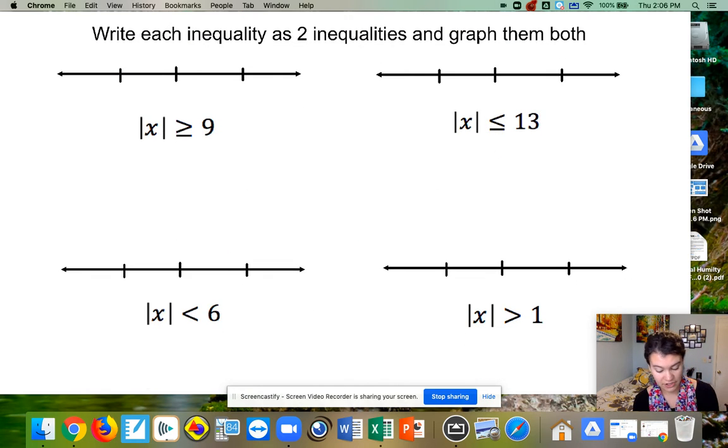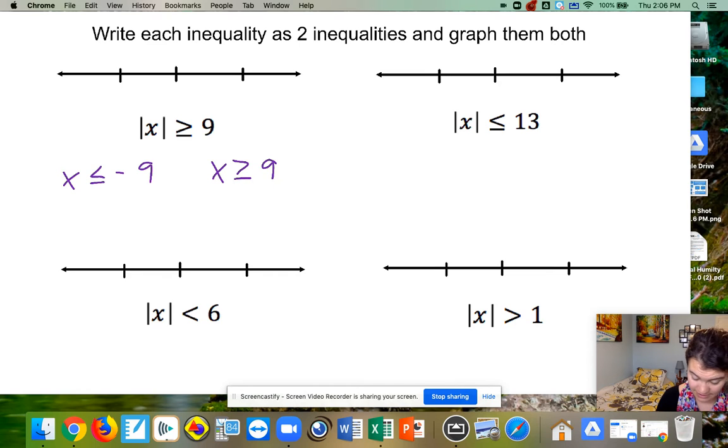Okay, so we want to write each of these as two inequalities and then graph them. So here we have a greater than. So you can write this out. We're going to have x is less than negative 9 because we need to flip it. And then x is greater than positive 9 because it stays the same. If we graph that, we want equals to at each of these. We have 0, negative 9, 9. X is greater than positive 9, so going this way. X is less than negative 9, so going that way.